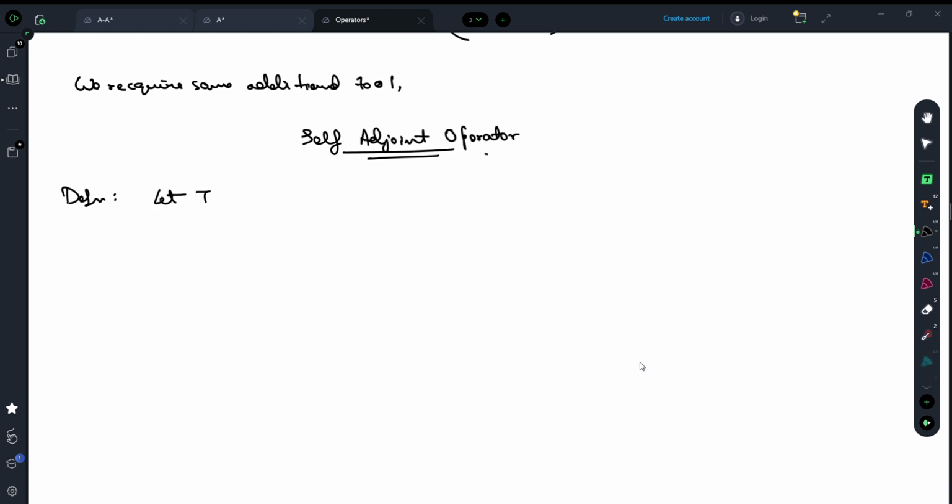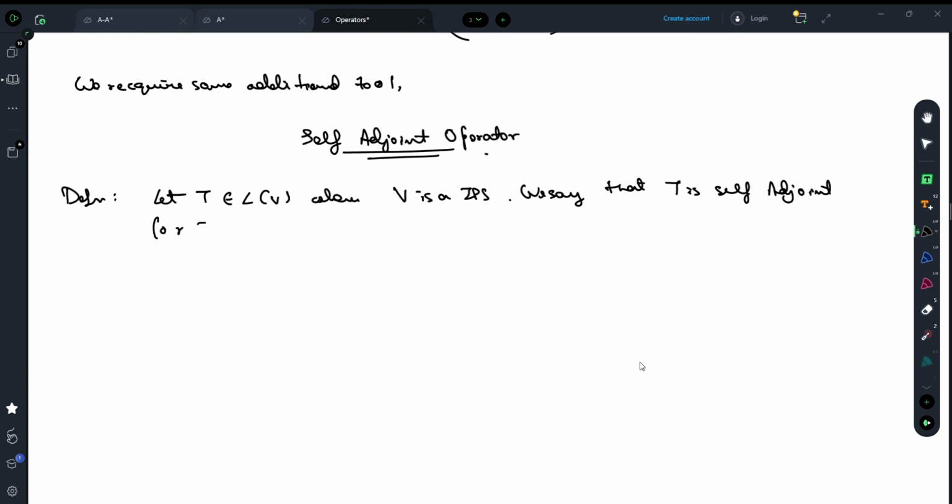Let T be a linear operator on V, where V is some inner product space. Then we say that T is self-adjoint, or we say that T is Hermitian, if T equals its adjoint.